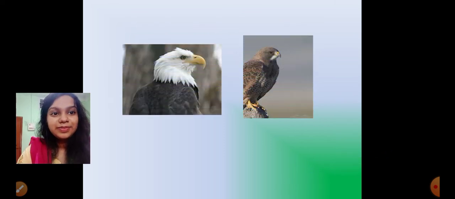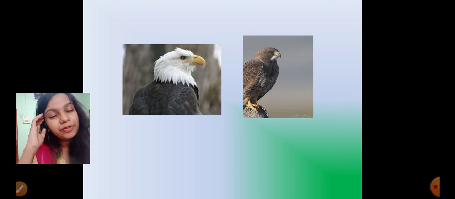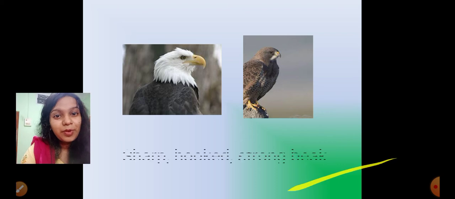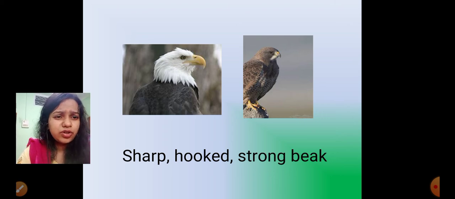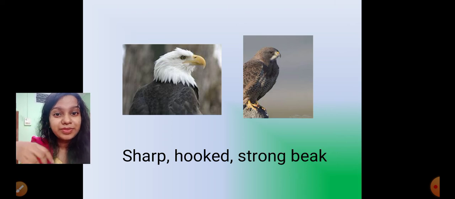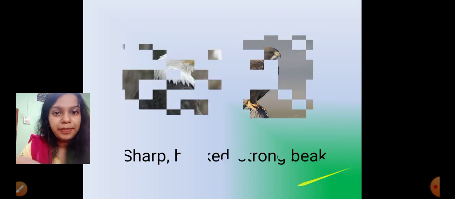And what is this? This is an eagle and a hawk, right? And do you notice the shape of their beaks? What does it look like? They have a sharp, hooked and strong beak. Why do they have a sharp, hooked and strong beak? Because eagles and hawks, they are the kings of the sky, right? They fly high up in the sky, and when they see a small rat, what do they do? They pick it up with their sharp, hooked and strong beaks.